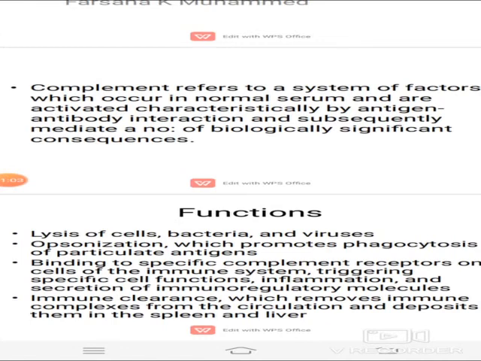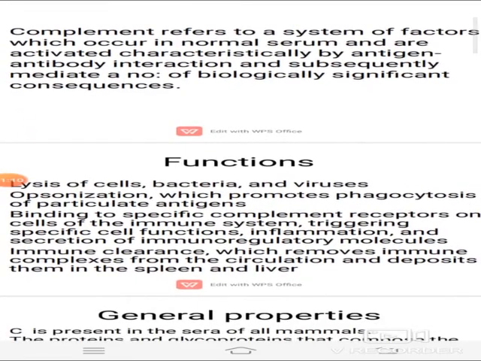When we talk about its function: lysis of cells, bacteria and viruses; opsonization, which promotes phagocytosis of a particular antigen; and immune clearance, which removes immune complexes from the circulation and deposits them in the spleen and liver. This is an important part of immunity in our body. It will lyse the cells and bacteria, do the opsonization, and promote phagocytosis.